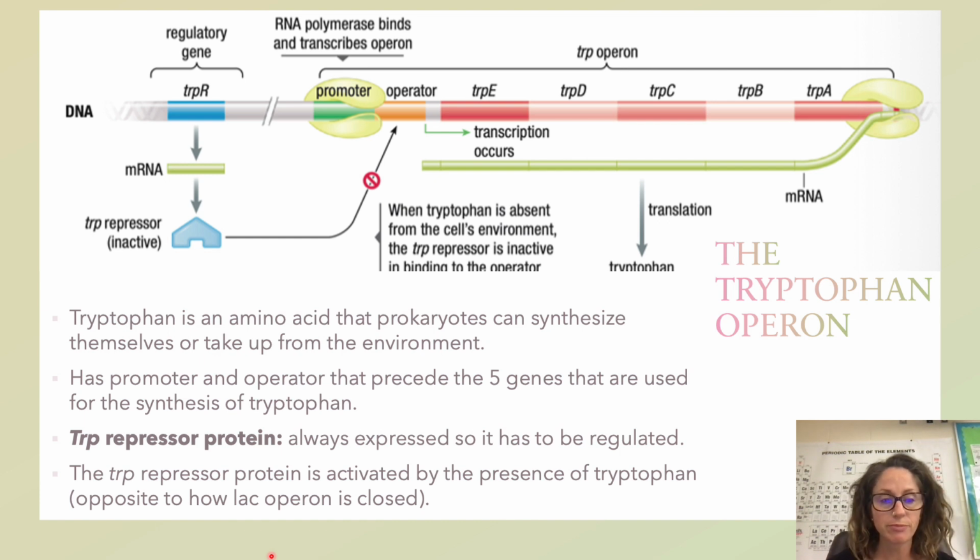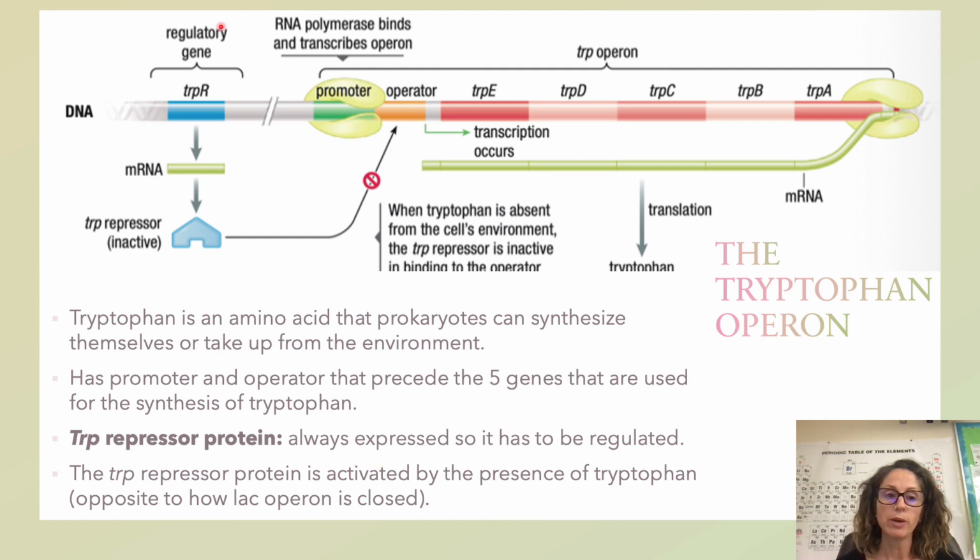It looks a lot similar to the lac operon, where we have the promoter upstream, we have an operator, and we have 5 genes. So instead of 3, there's 5. trpE, trpD, trpC, trpB, and trpA. So there is a trp repressor protein, again, which is always expressed, so it has to be regulated.